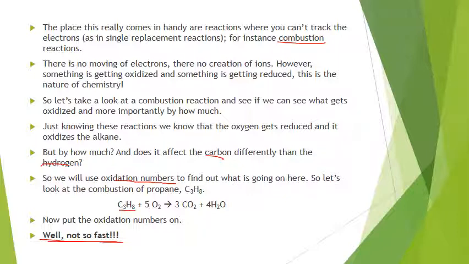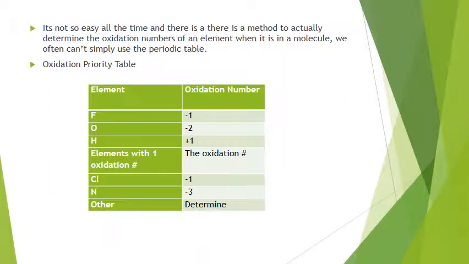Okay, and even though I made it simple on the previous example, we'll have a method to determine the oxidation numbers of elements in a molecule. And what I have here is my invention, and there's things like it out there. I call it the oxidation priority table, and you'll see how it works. Fluorine's at the top, oxygen's second, hydrogen next, elements with one oxidation number, chlorine, nitrogen, and oxygen, and here's our oxidation numbers. And we'll go over what this means.